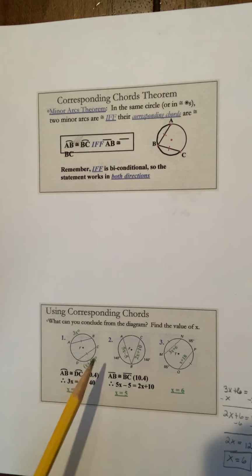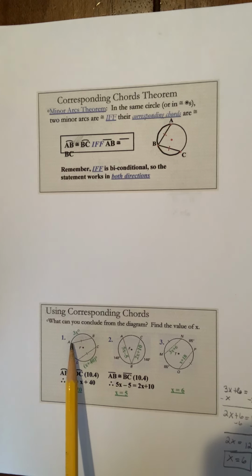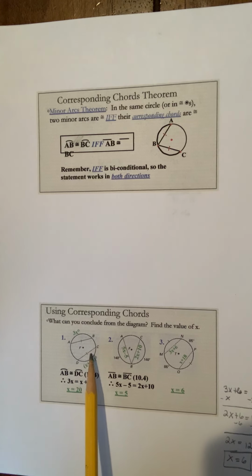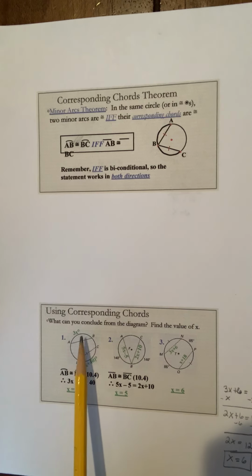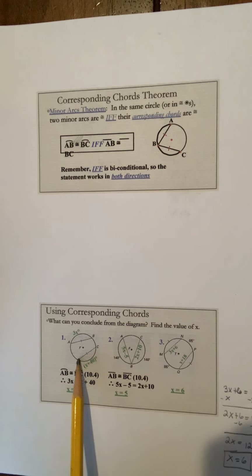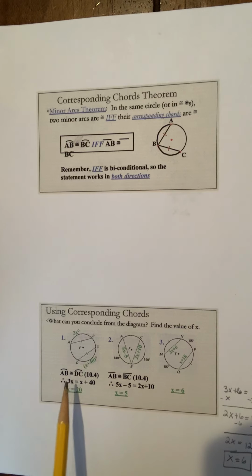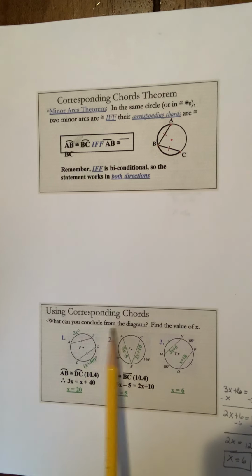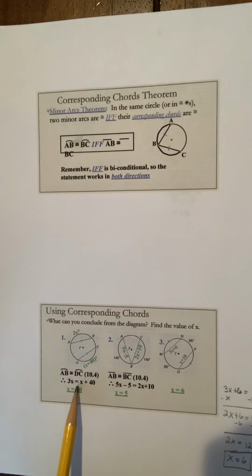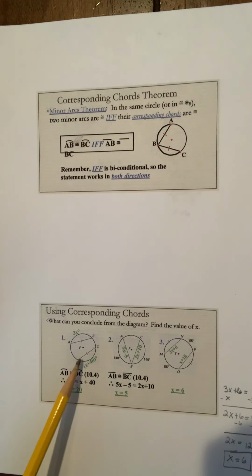I see a circle, and the 2 chords are congruent. Chord AB is congruent to chord DC. So because the chords are congruent, their arcs are also congruent. So in order to solve for x, which is what the directions are asking me to do, I'm just going to set them equal to each other. 3x is equal to x plus 4. And then I would solve. I'd subtract my x and move it over here. So I'd get 2x equals 40. So x is 20.